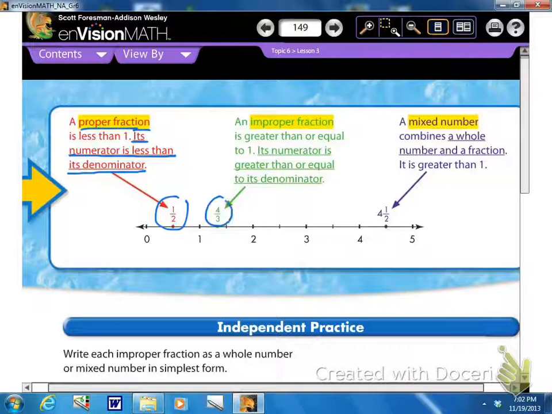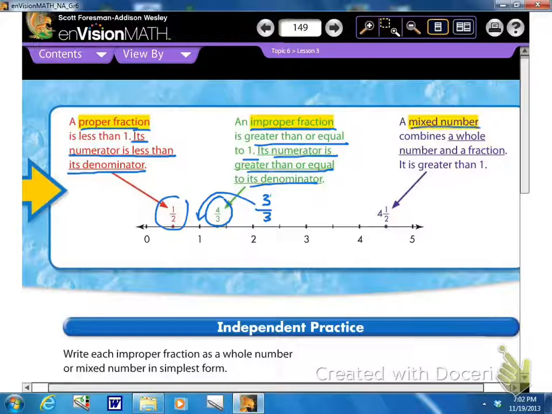Here's an example of an improper fraction. In the recipe, it called for 4/3 cups of milk. An improper fraction is greater than or equal to 1. So you'll know an improper fraction because its numerator is greater than or equal to its denominator. It could also be 3/3, which would be 1 whole. So any time the numerator is equal to the denominator or greater than, you have an improper fraction. Make sure you pause me and write down these definitions if you need to.